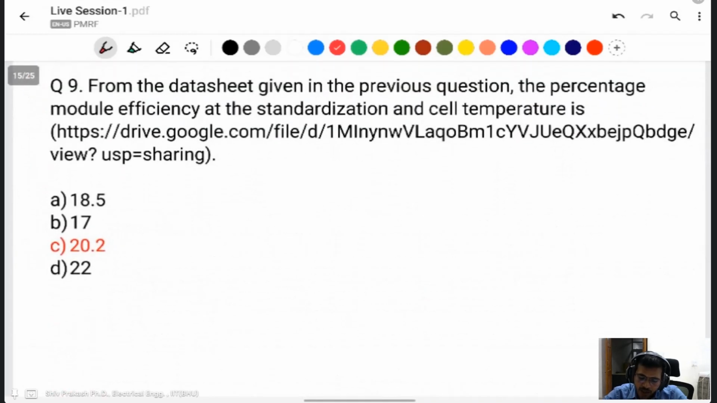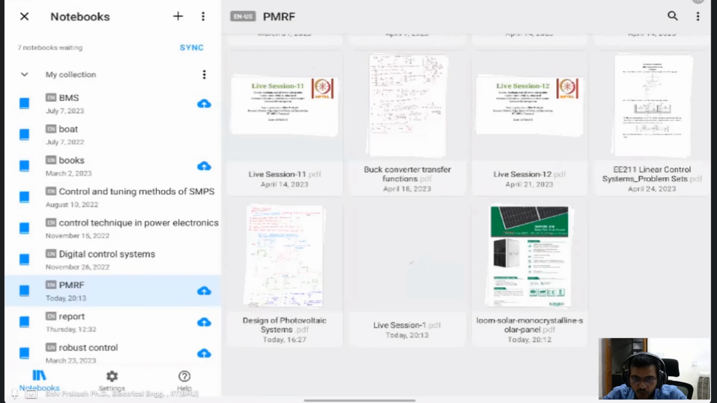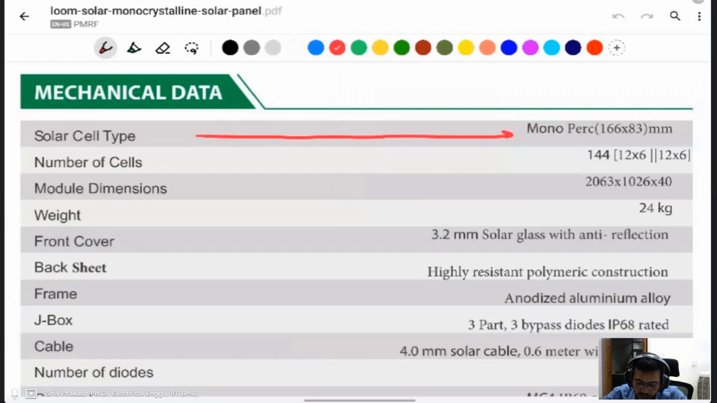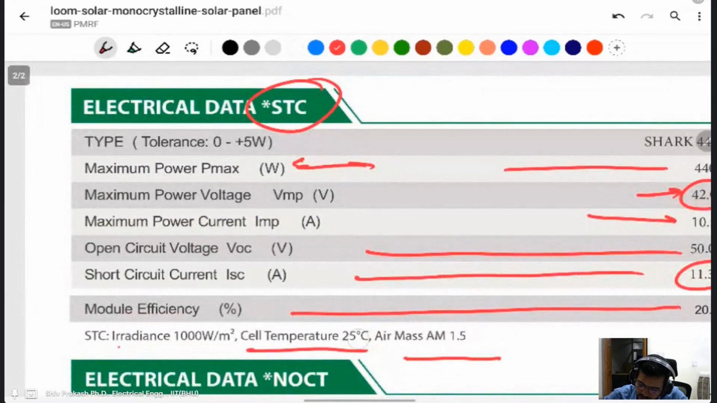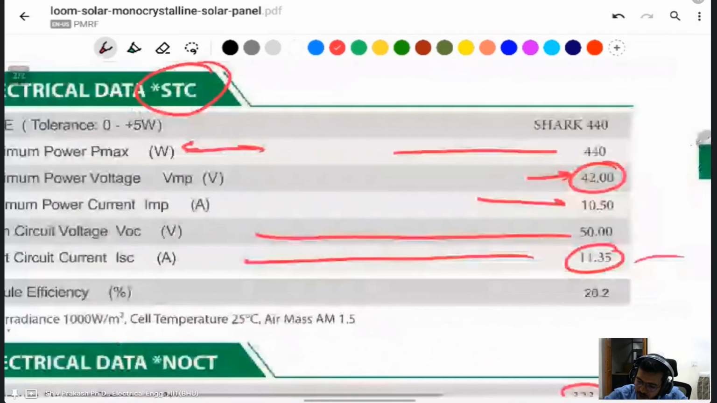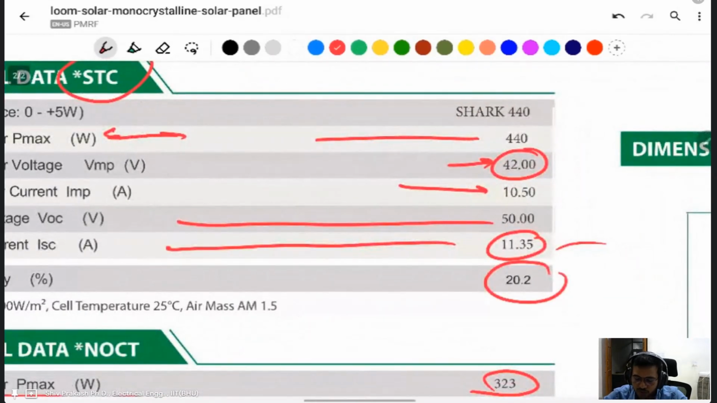Okay, from the data sheet, the same thing is given: the percentage module efficiency at standard conditions and cell temperature. It means 1000 watt per meter square and 25 degrees centigrade. The data is given at two insolations. First one is 1000 watt per meter square, second is 800 watt per meter square. But it asks about the standard. Standard will be 1000 watt per meter square. This one, module efficiency is given. Module efficiency is 20.2%.